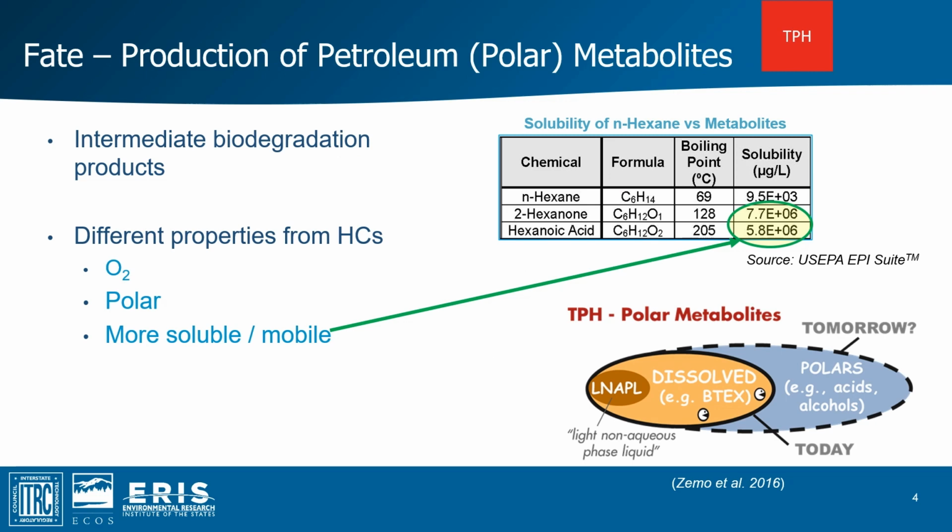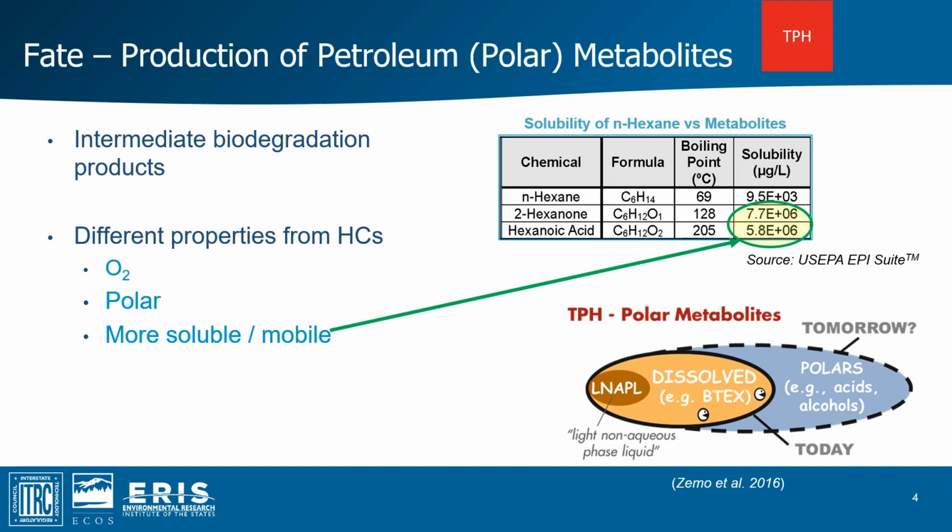Petroleum metabolites, which are also called polar metabolites, are intermediate products of biodegradation, which gives them some unique chemical properties. To begin with, petroleum metabolites include oxygen, which makes them polar. Basically, this means the electrons are not equally shared, which causes petroleum metabolites to preferentially partition into water, making them very soluble and mobile in water.